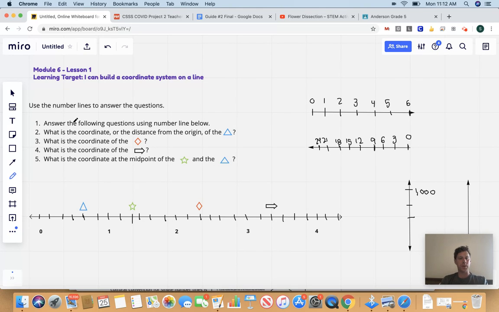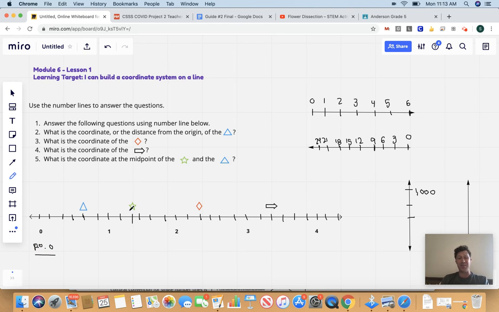Let's start to go through some of these problems that we have listed here. And again, our goal is to find the value of each shape as it lies on the number line. So this 0 right here represents our point of origin, our P-O-O. And that's some terminology you're going to use quite a bit. Our point of origin. That's where our number line starts.